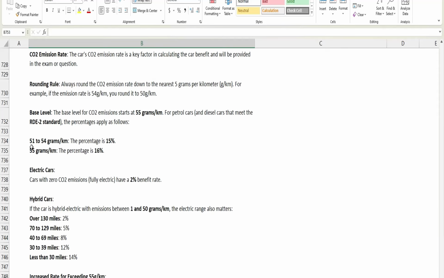If the CO2 emission is between 51 to 54 grams, in that case the percentage is 15% for the petrol car as well as the diesel car that meets the RDE2 standard. But if it is a diesel car that does not meet the RDE2 standard, in that case we will take an additional 4%, meaning it will be 19%. If the CO2 emission is 55 grams per kilometer, then for the petrol and the diesel car that meets the RDE2 standard it is 16%. But in case of a diesel car that does not meet the RDE2 standard, it will be 20%.